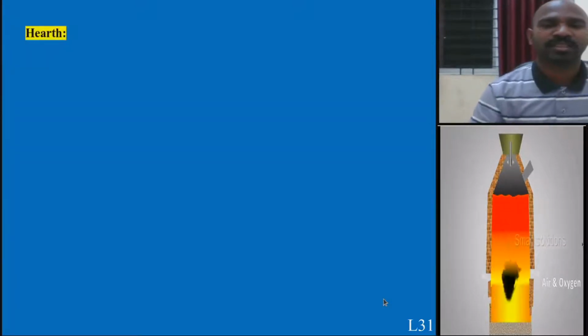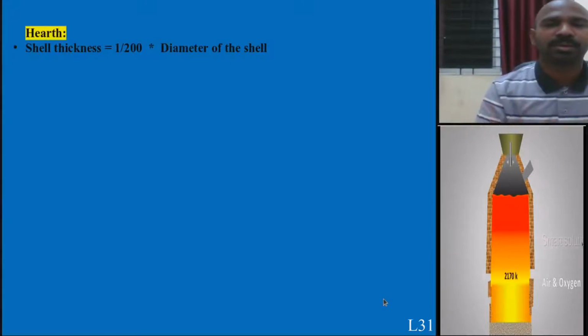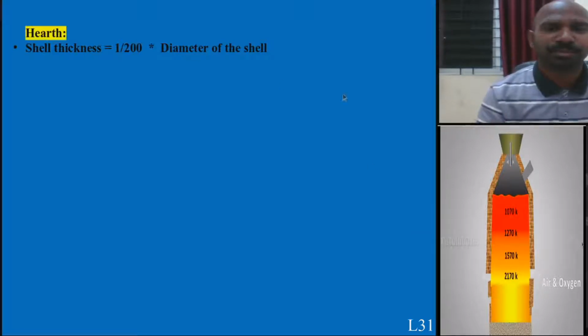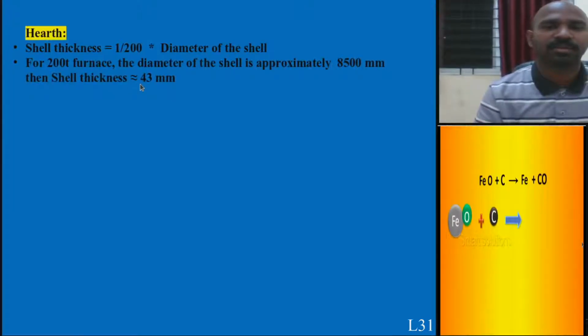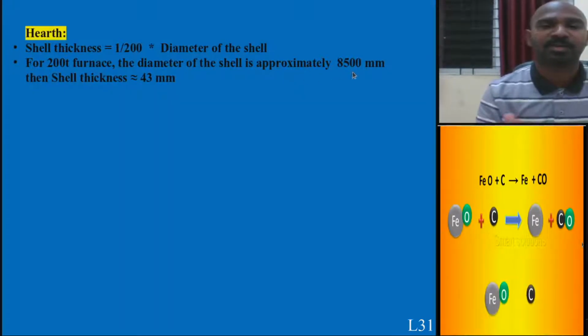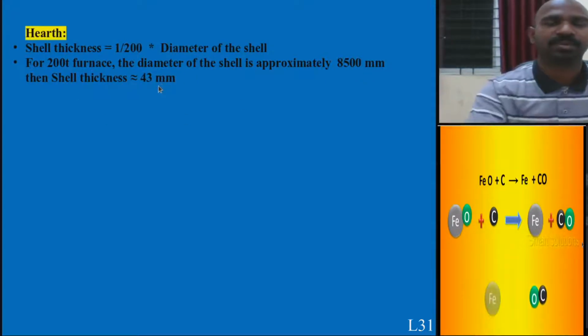Coming to more details about hearth dimensions. The shell thickness of the electric arc furnace can be expressed by the formula 1/200 times the diameter of the entire shell. For a 200 ton furnace capacity in one heat, the diameter of the shell is approximately 8500 mm, that means 8.5 meters. The shell thickness will be 43 mm.